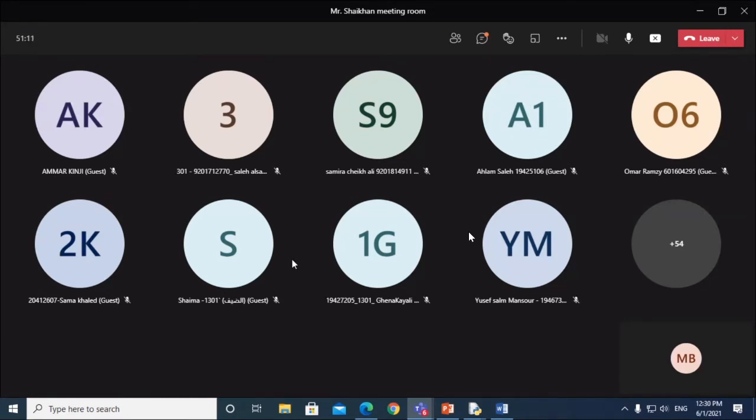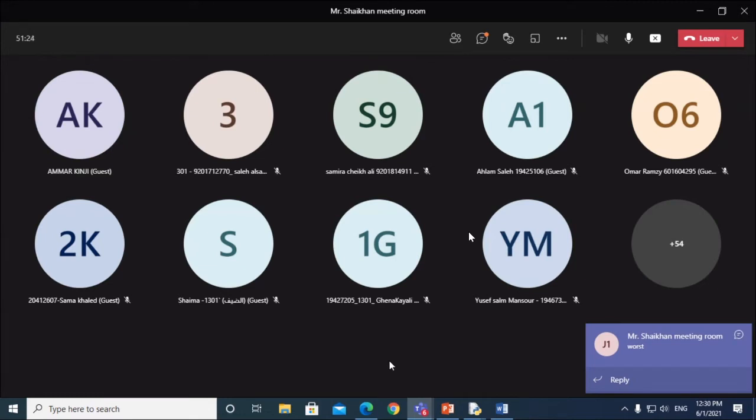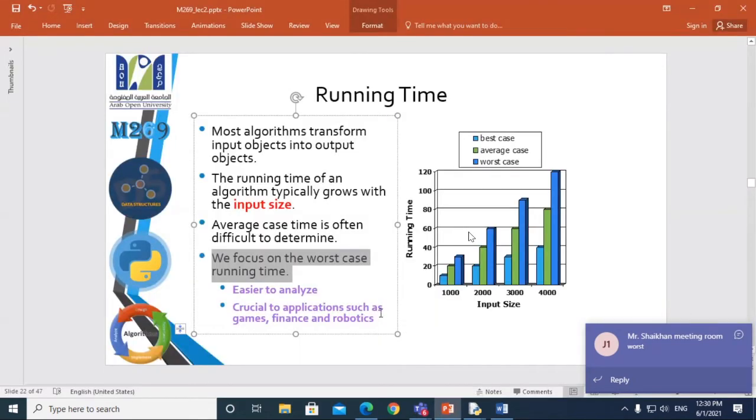So which one is better to tell me, the worst, the average, or the best? Average. Average, in general. Like in our case, no. Tell me about the worst case. Exactly. Tell me about the worst case. So we focus on the worst case.